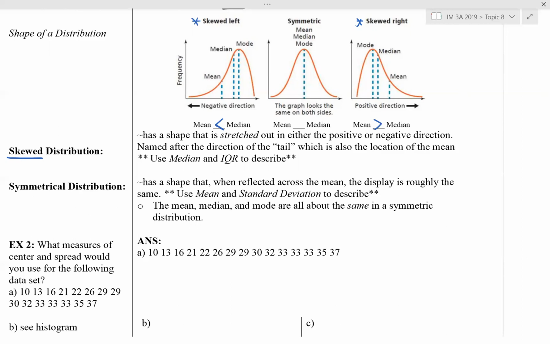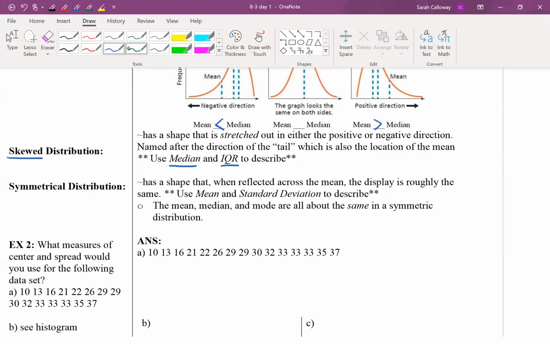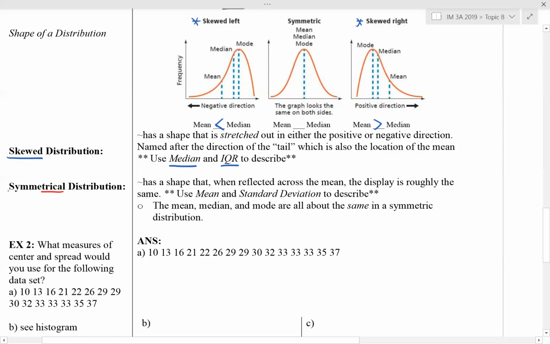When we're using a skewed distribution, the median and the IQR are the best ways to describe the center of the data and the spread of the data. The alternative is a symmetrical distribution. If I have a symmetric distribution, the mean, the median, and the mode are about the same value. In a true symmetric distribution, they are exactly the same value. And notice that the graph looks the same on both sides.